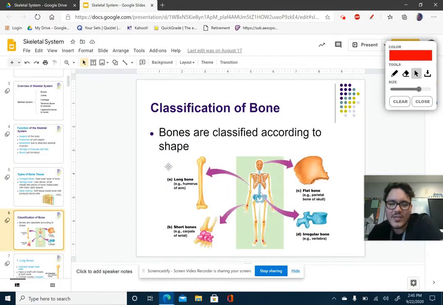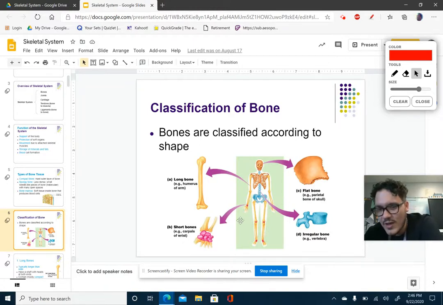Okay, there are 4 classifications of bone, so let's talk about those 4. We have long bones, short bones, flat bones, and irregular bones. I love this picture because it color codes some stuff for us. In this yellow bone-colored structure, we have the long bones. If you notice, the long bones are exclusively found in the appendages or the appendicular region. So that's going to be the arms and the legs.